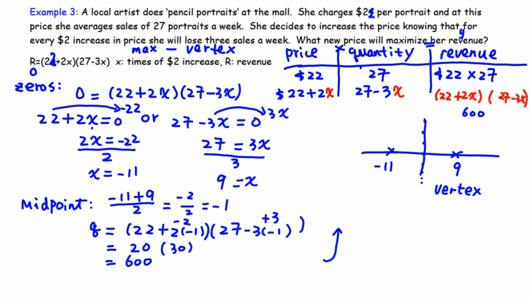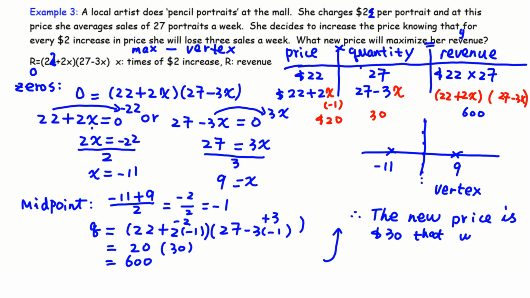And for the price, we are going to sub in the negative 1 here. So negative 1 gives you the new price is $20. And the quantity we sub in, you have 30. So the statement we are going to have is, therefore, the new price is $20 that will maximize the revenue.